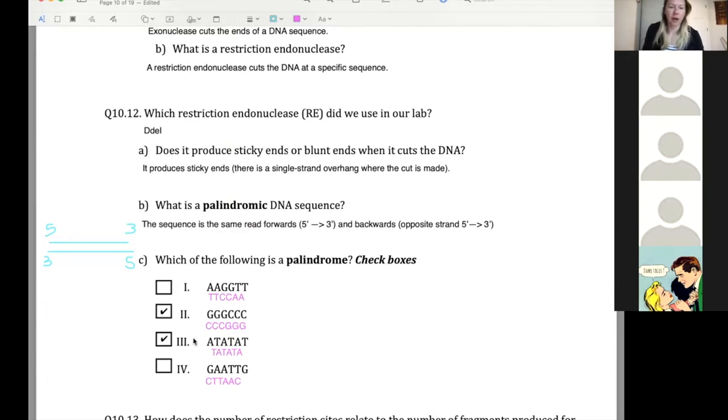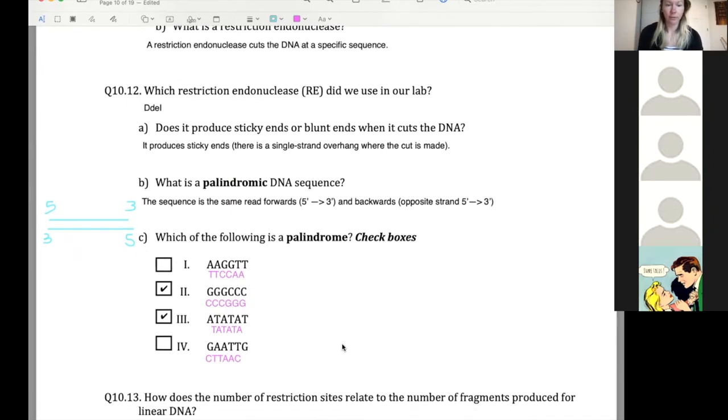So just 2 and 3 are the palindromes. Wait, so just to be clear, Professor, G gets replaced with C in the 3 to 5 prime sequence. Right, yeah, that's the complementary base pairing: G is always with C and A is always with T. Okay. Thank you.